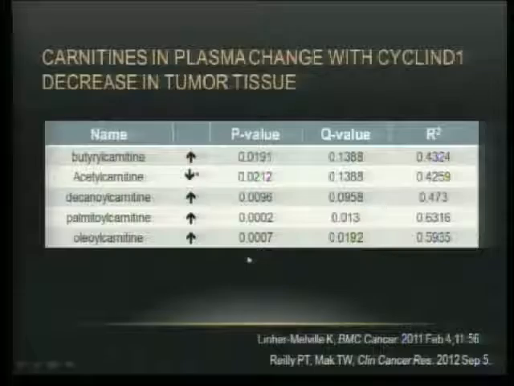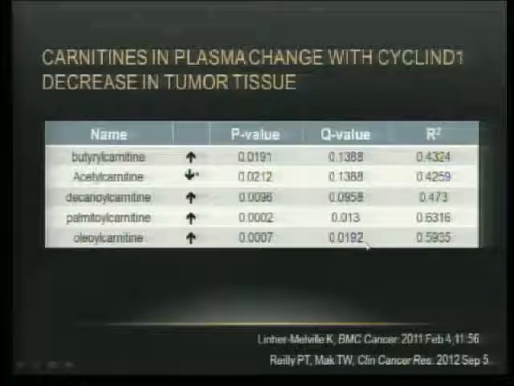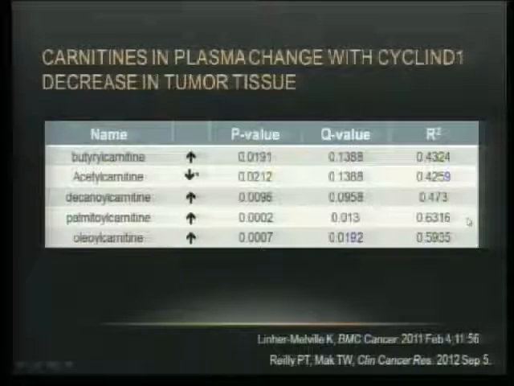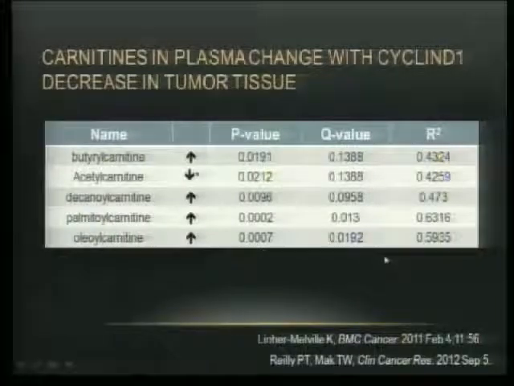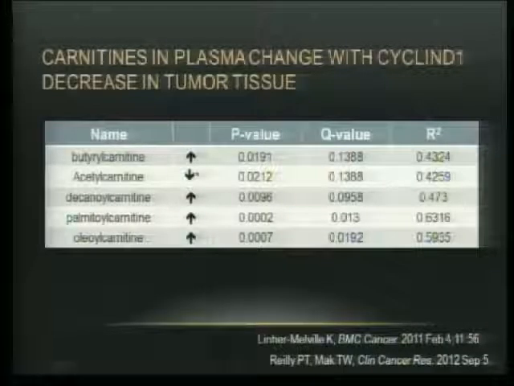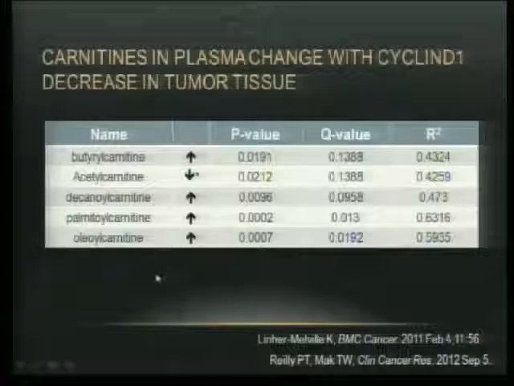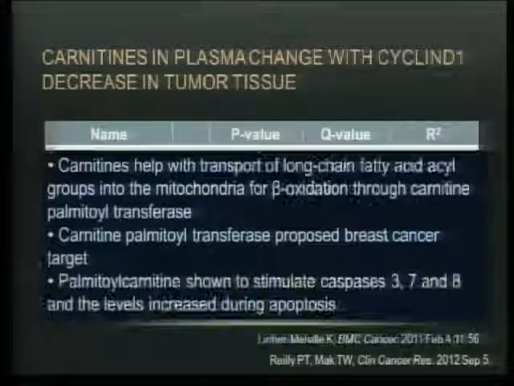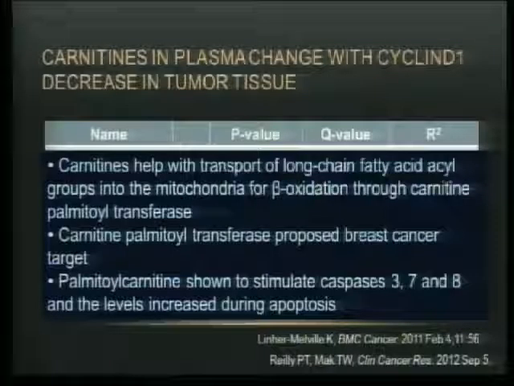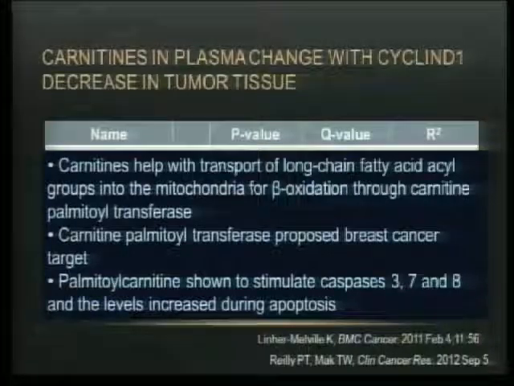Here are the p-values and then the different varieties of carnitines, and then the corrected p-value and the R-squared. And again, in nutrition, an R-squared value like this is more cause for celebration because you never see it. And so I think that we can be pretty confident that there is a significant correlation between an increase in carnitines and a decrease in cyclin D1. Carnitines are used to transport long-chain fatty acyl groups into the mitochondria for beta oxidation. That fits with our increase in beta oxidation story that we saw from the energy metabolism.